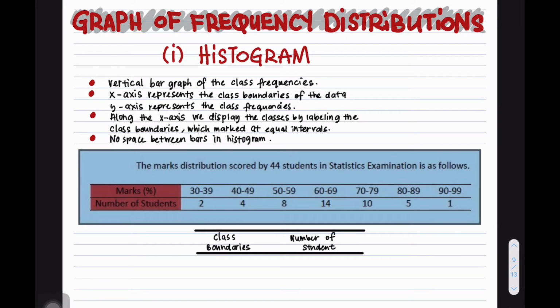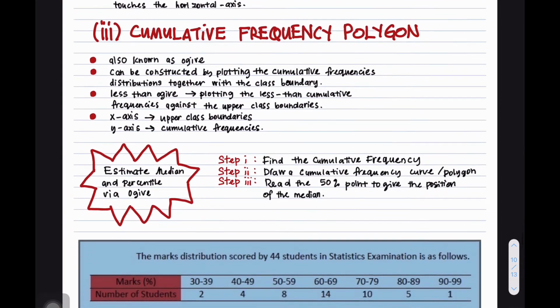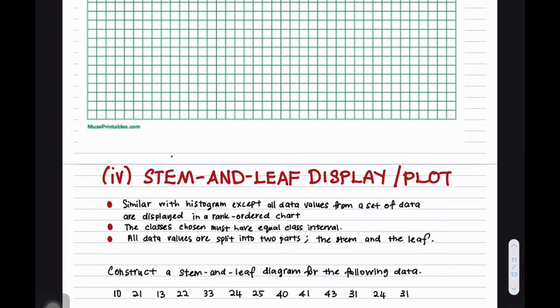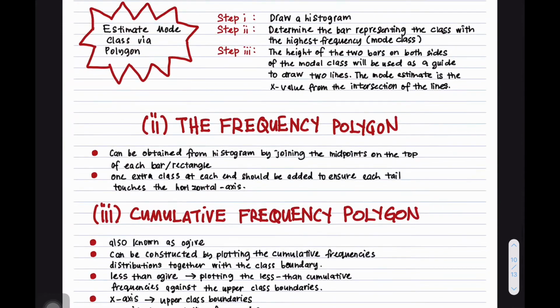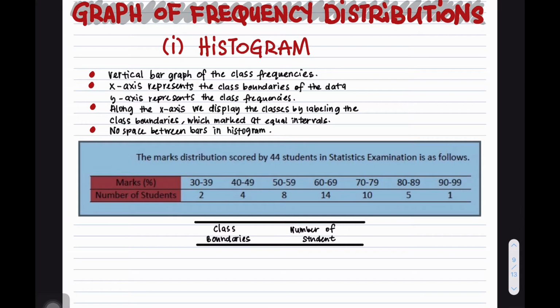Okay class, so before this we have gone through the frequency distribution. We also saw the cumulative frequency distribution as well as the relative frequency distribution. So now we want to continue on how to graph our frequency distribution. We will learn 4 types of graph, which are the histogram, the frequency polygon, cumulative frequency polygon, and also the stem and leaf display plot. Okay, so kita ada 4 jenis graphing yang kita boleh guna untuk kita graphkan our frequency distribution.